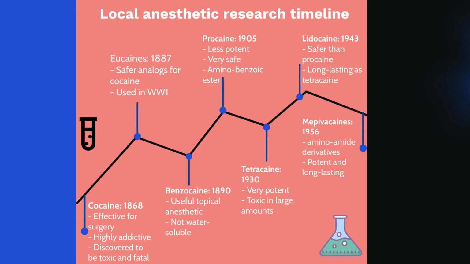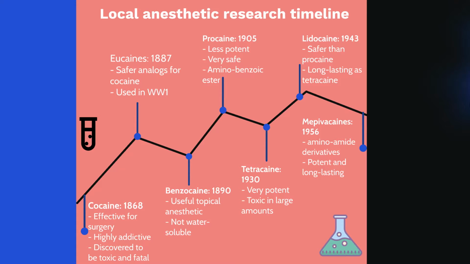This is a general timeline for the development of local anesthetics, starting with cocaine in 1868. It was found to be very effective for surgery, however, it proved to be highly addictive and toxic. The eucaines, starting in 1887, were synthesized as safer analogs for cocaine and were used in World War I.